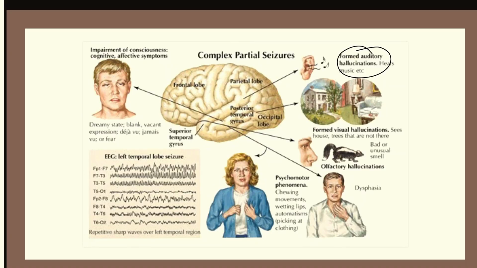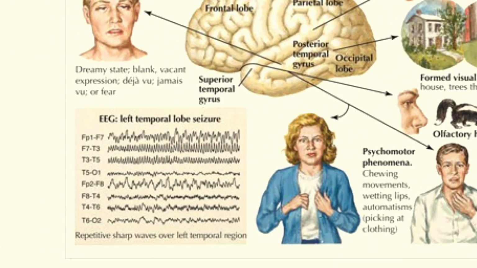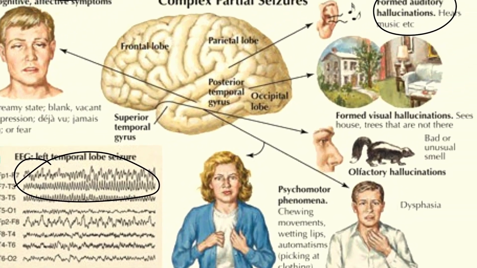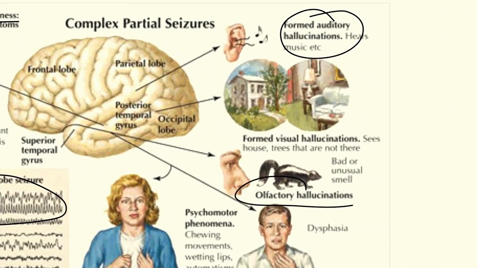Again, hallucinations, impairment of consciousness. They're not totally conscious, but they have an impaired level of consciousness. You can see this is a left temporal lobe seizure. That's that activity there. Temporal lobe, what's in the temporal lobe? Hearing. That's when they're having some auditory hallucinations. Here's your olfactory hallucination. You feel like you're smelling skunks.